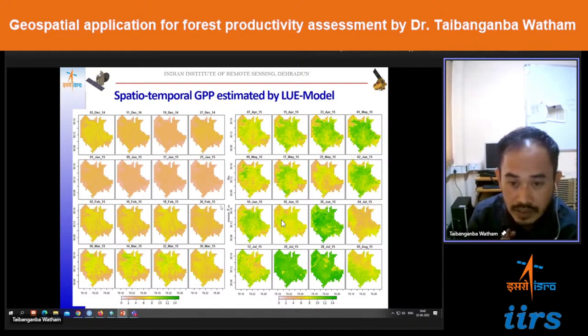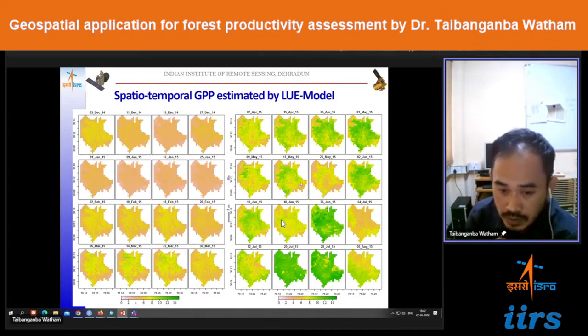Then as we move along, you can see a little bit of increase. Then there is a little bit of decrease in May from April. If we move along to May, you can see a slight decrease in the GPP, which is mostly constant, due to the increase in temperature and reduction in the moisture in the ecosystem.